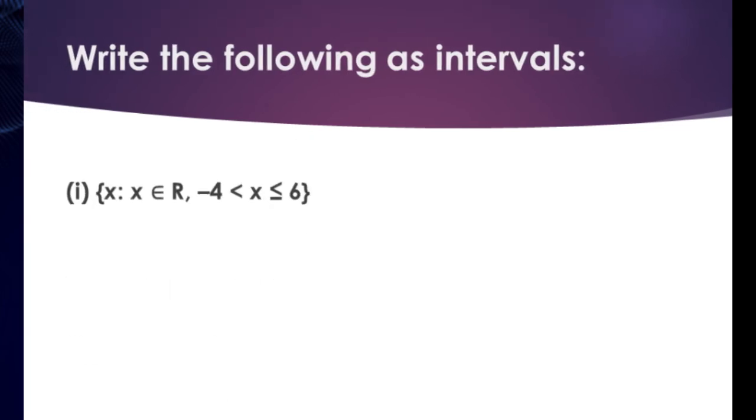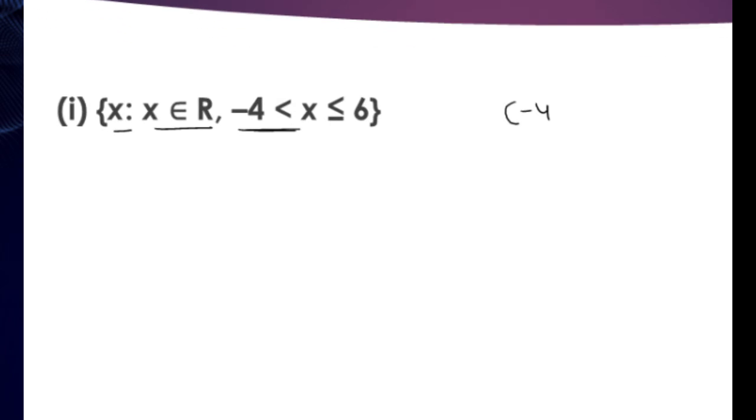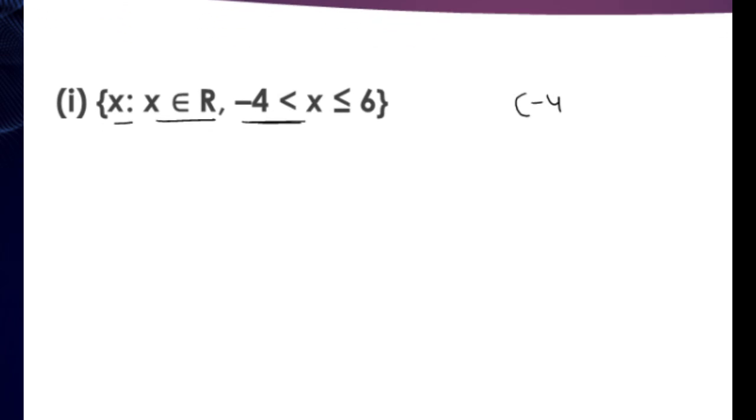So let's write them in the set builder form, where x belongs to real numbers, and minus 4, x is more than minus 4. So I should write open interval minus 4. Reason, minus 4 is not included here. x is not equal to minus 4. And this side 6 is included. So I should say 6 in the square brackets.